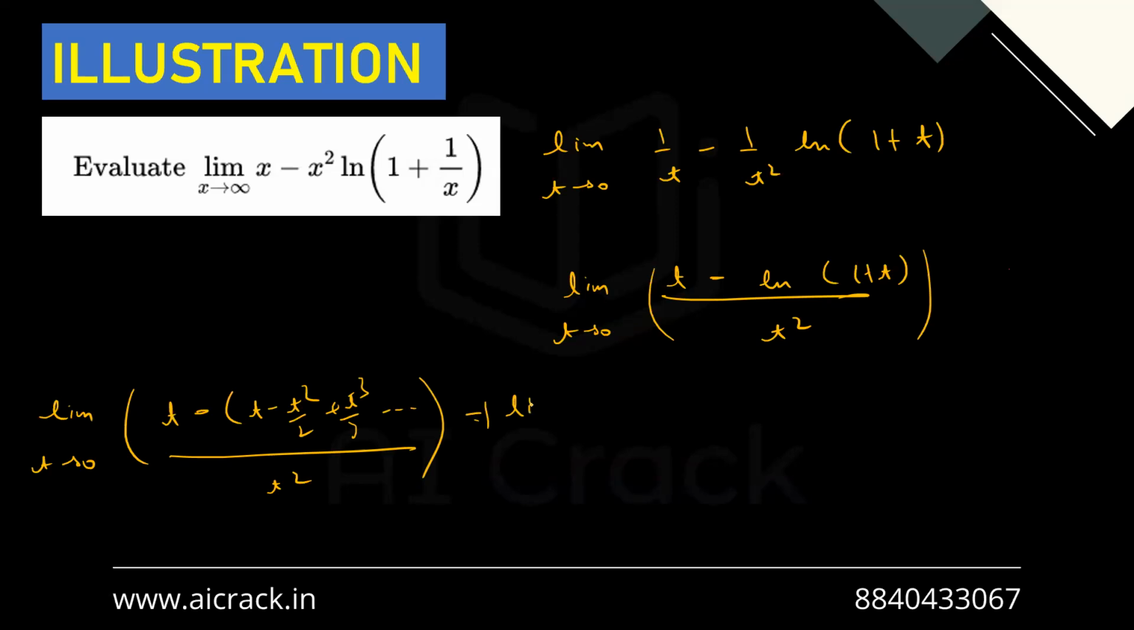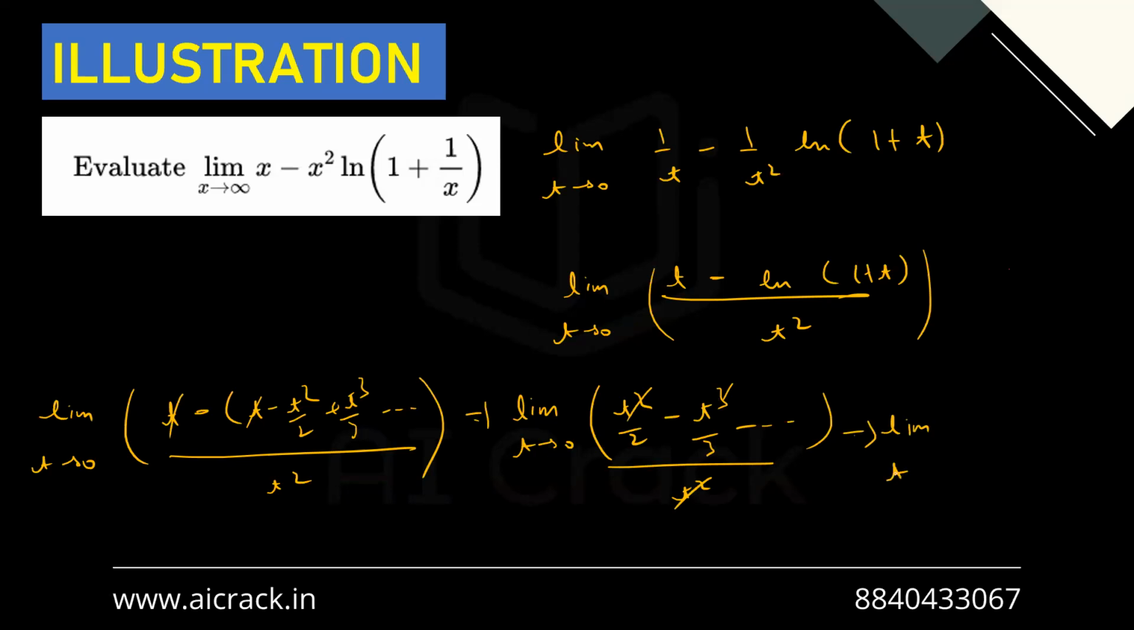Now this becomes limit t approaches 0, this t gets cancelled out and we're left with (t square by 2 minus t cube by 3 and so on) divided by t square. If we cancel out t square over here and this one, now we are left with limit t approaches 0, 1 by 2 minus t by 3 and higher order terms, right? Now these higher order terms would be negligible, because t is approaching 0, so the limit would be 1 by 2, right?